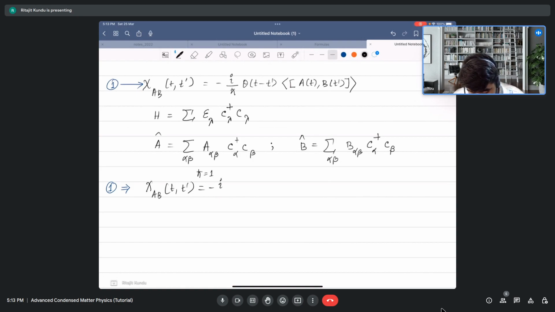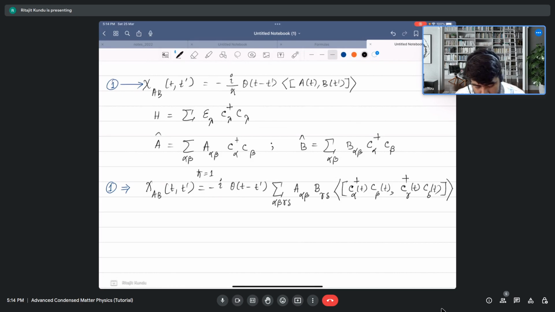So minus i, and then I have this Heaviside theta function, t minus t prime, and then there is this expectation value. But as I have said, I will plug in the expressions of the A and B operators, so I will have some summations over dummy indices, alpha beta, and let's call them gamma and delta, because we love Greek variables so much. So A alpha beta and B gamma delta, and the rest of the things you plug in: C alpha dagger of t, C beta of t, comma, C gamma dagger of t, C delta of t. Now a commutator bracket of that, and then we will take an expectation value on the many body ground state.